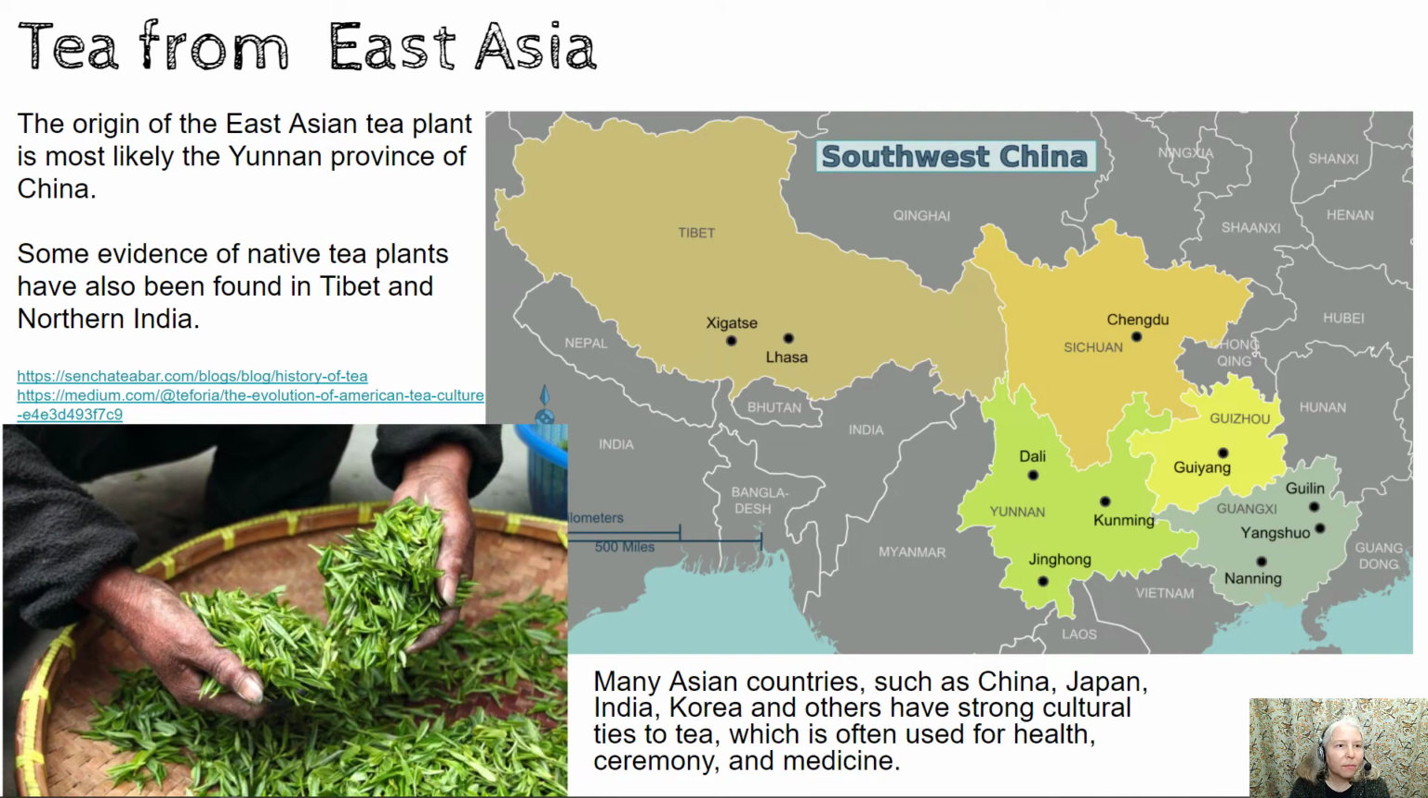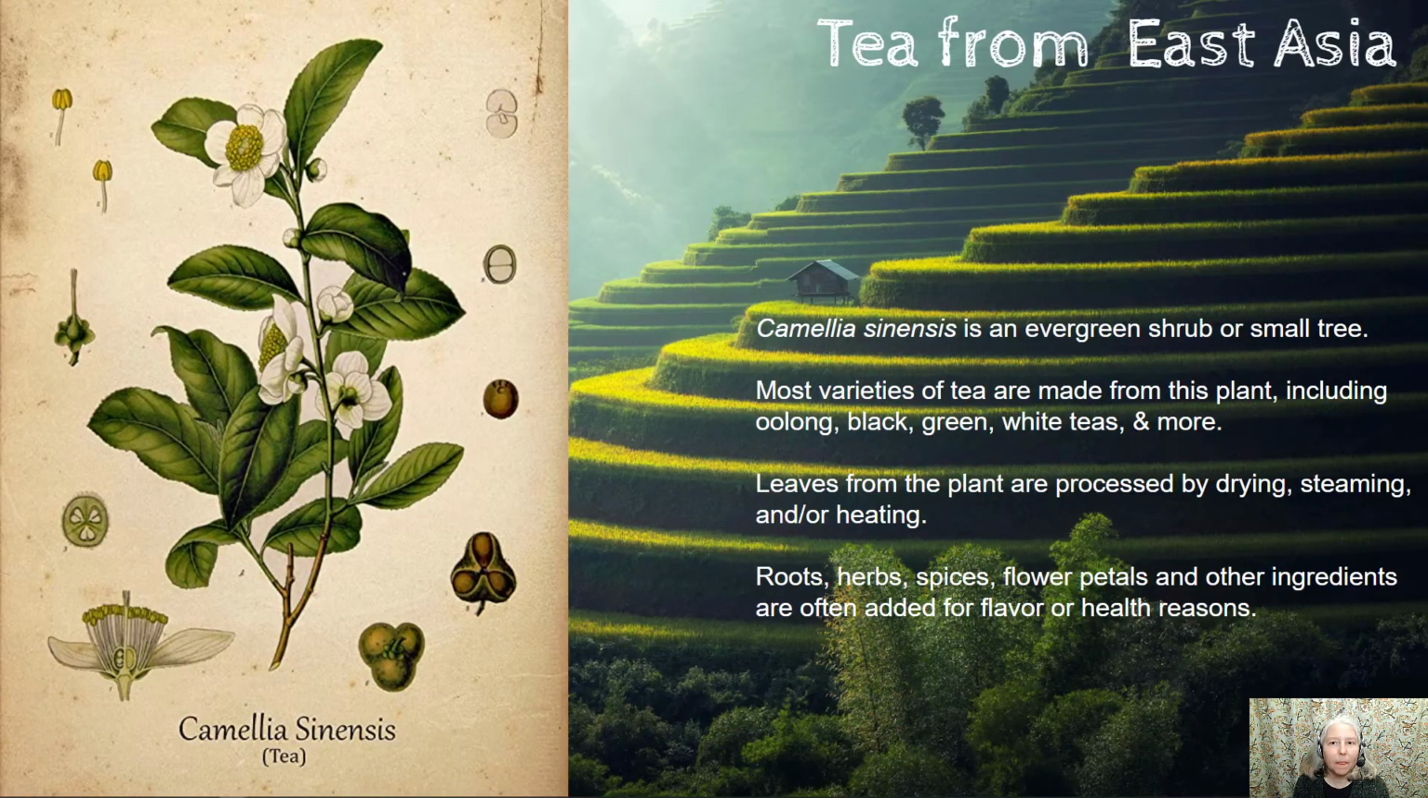Tea from East Asia. The origin of the East Asian tea plant is most likely the Hunan province of China. Some evidence of native tea plants have also been found in Tibet and northern India. Many Asian countries such as China, Japan, India, Korea, and others have strong cultural ties to tea, which is often used for health, ceremony, and medicine.